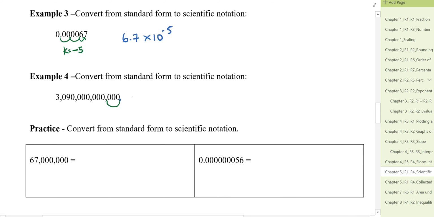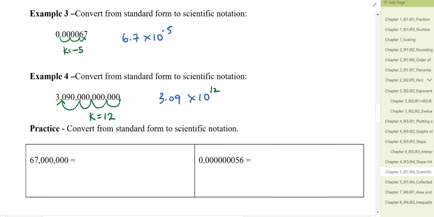So 3, 6, 9, 12 times. So I'll move this direction here 12 times. So k is equal to positive 12. It's a big number. So I'm going to have 3.09 times 10 to the 12 power. And that will be my scientific notation.